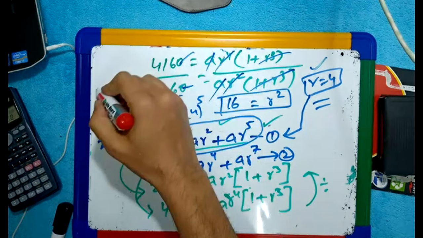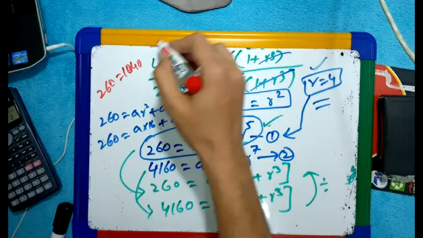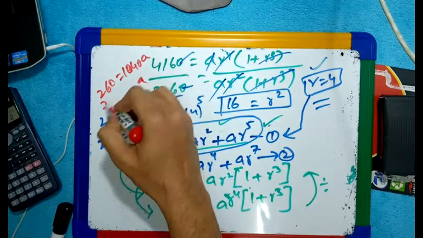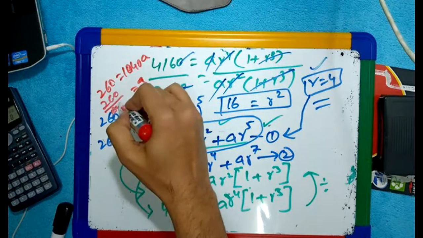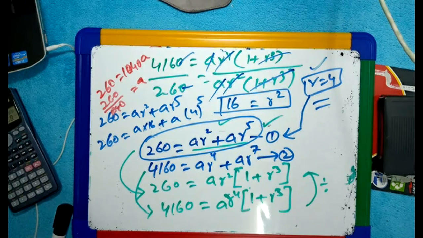So 260 equal to 1040 a, right? Now you can find a easily. a equals 260 divided by 1040. So this will be a. a and r we found. Now if we found a and r, we can form the geometric sequence, right? So what is the value of term 20?